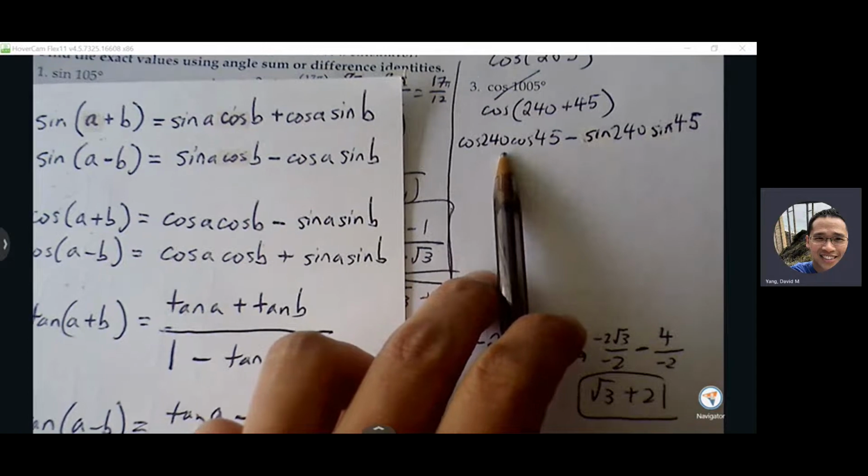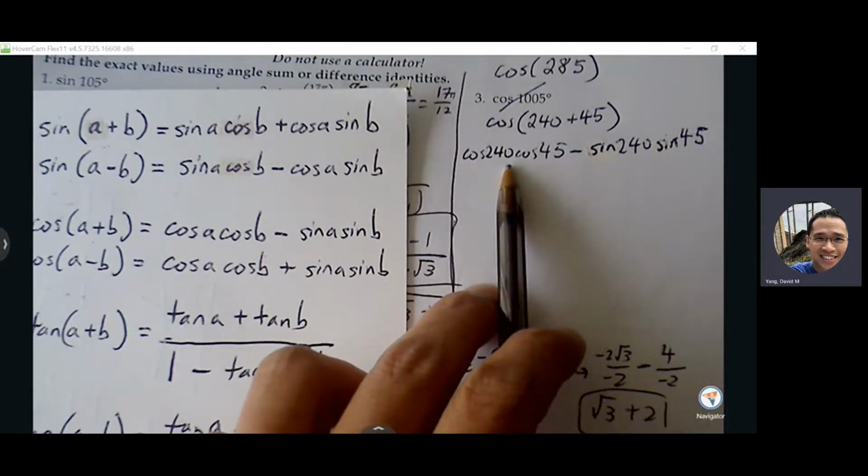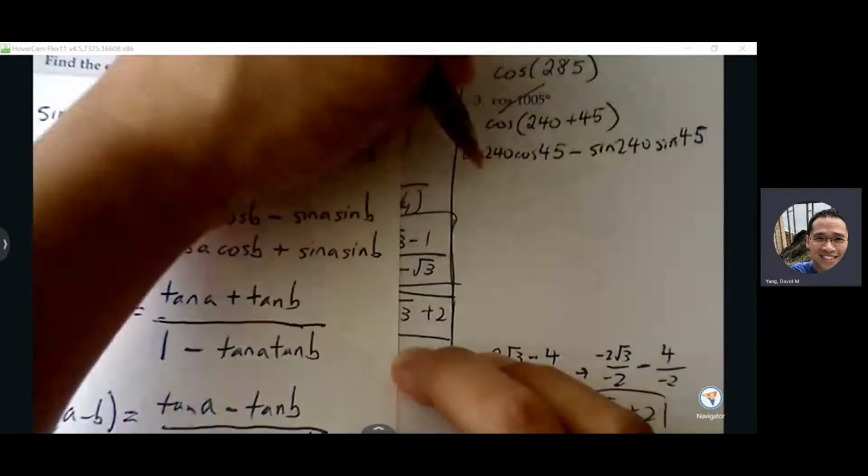Okay, so cosine of 240, that's a variation of 60-degree angle in the third quadrant, so we know that's going to be negative.